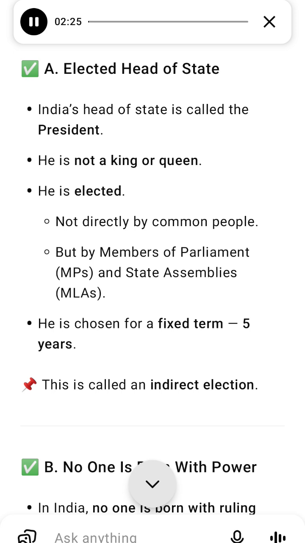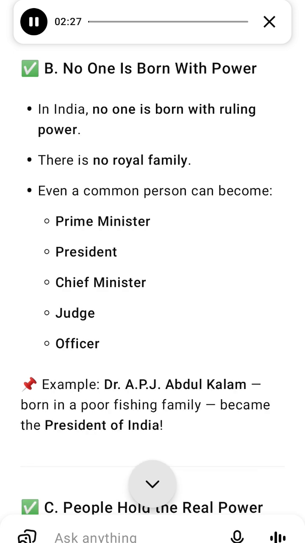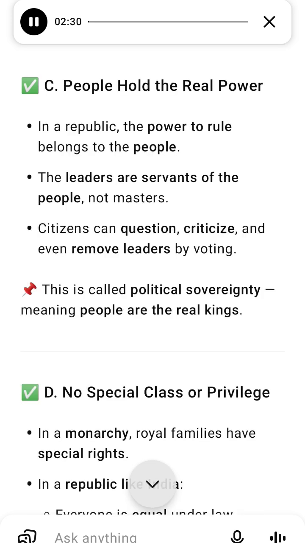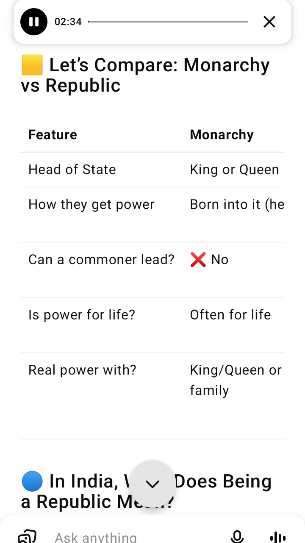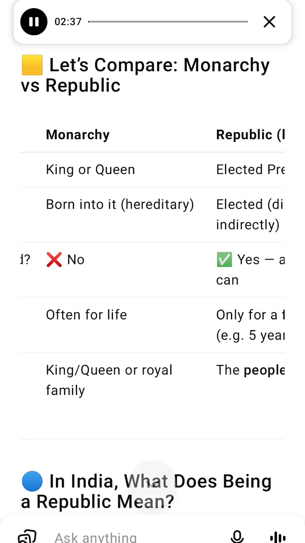4. Why India is proud to be a republic. India became a republic on the 26th of January 1950, when the Constitution came into force. Since then, the president is elected, not crowned. There is no royal bloodline in power. Citizens have equal rights to lead. The power always returns to the people through elections. This system protects equality, fairness, and freedom from dynastic rule.